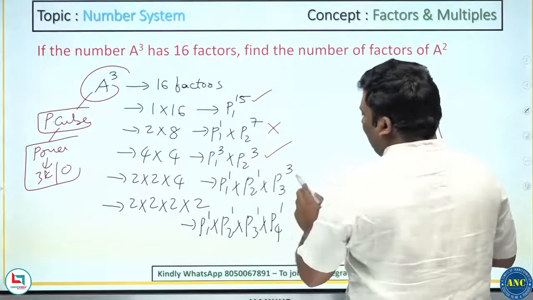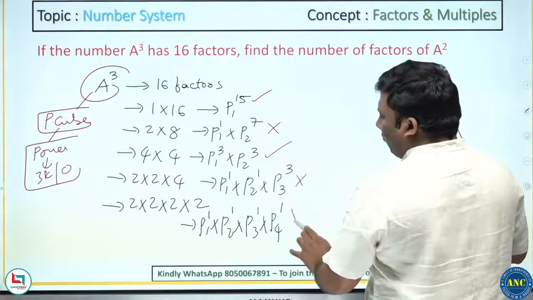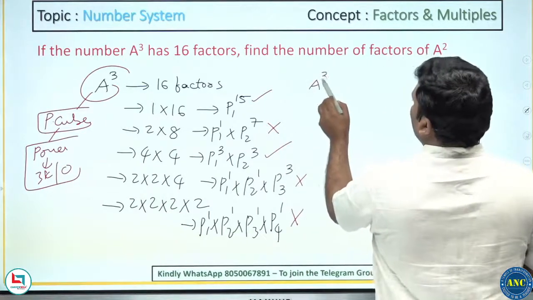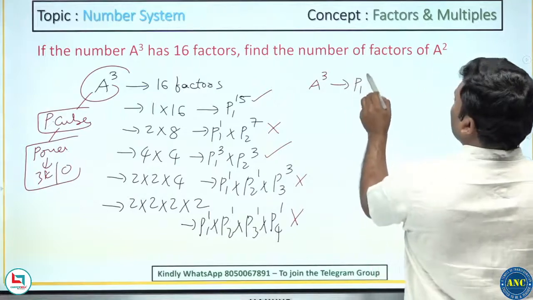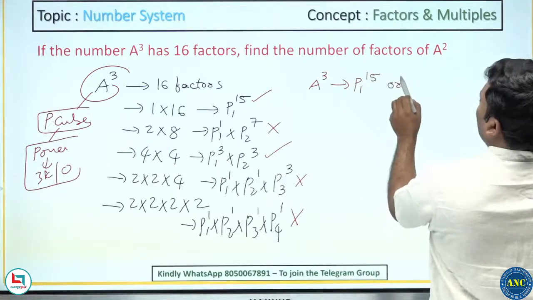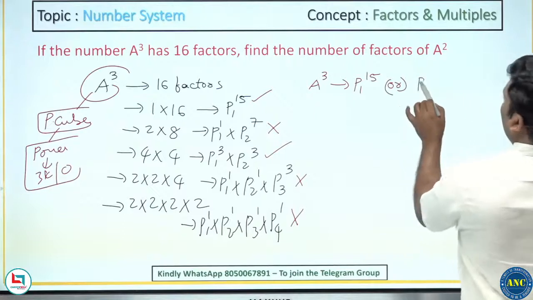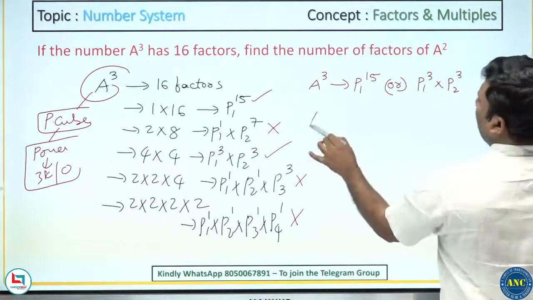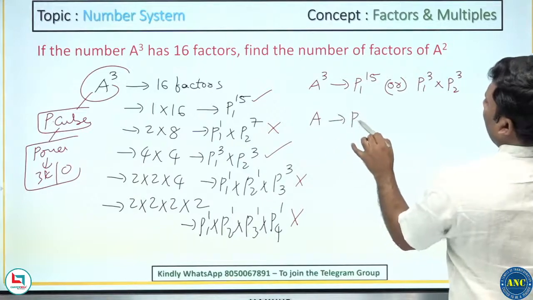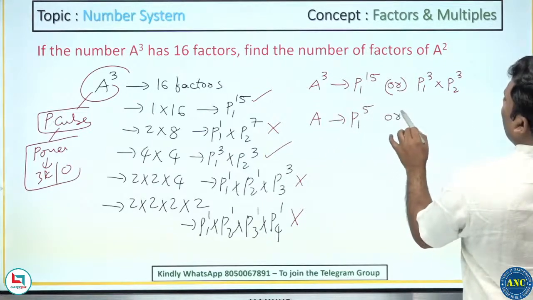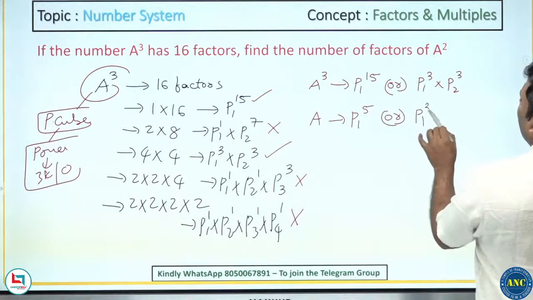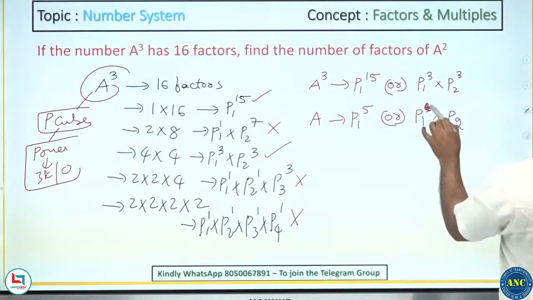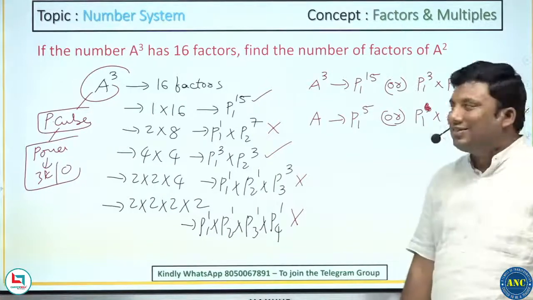1 is not a multiple of 3, 1 1 1 is not a multiple of 3. That means a cube can have only 2 cases: p1 power 15 or p1 power 3 into p2 power 3. That means a will have the form p1 power 5 or p1 power 3 into, 3 will get cancelled, p1 into p2. I hope the idea is clear.